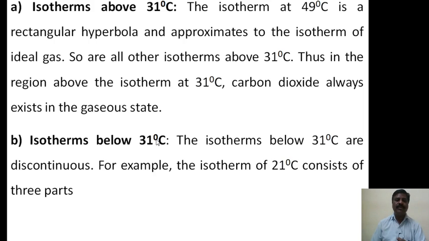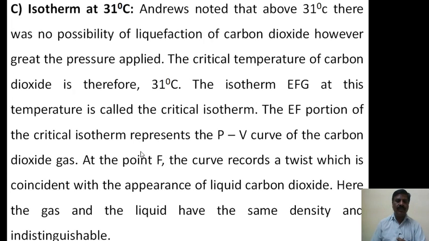Okay. Now coming to another one, that is the isotherm at 31 degrees Celsius. Andrews noted that above 31 degrees Celsius there was no possibility of liquefaction of carbon dioxide, however great the pressure applied. No liquefaction is possible above 31 degrees Celsius, and therefore it is called the critical temperature. The critical temperature of carbon dioxide is therefore 31 degrees Celsius.